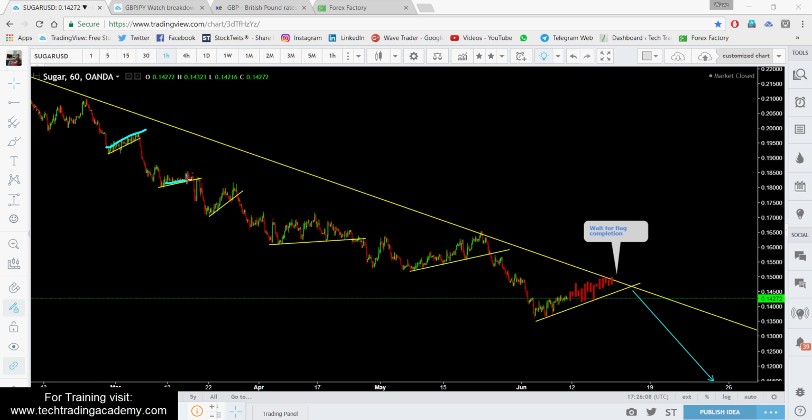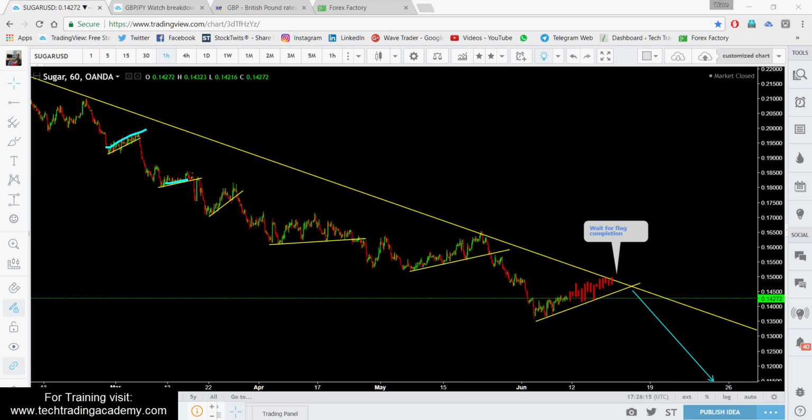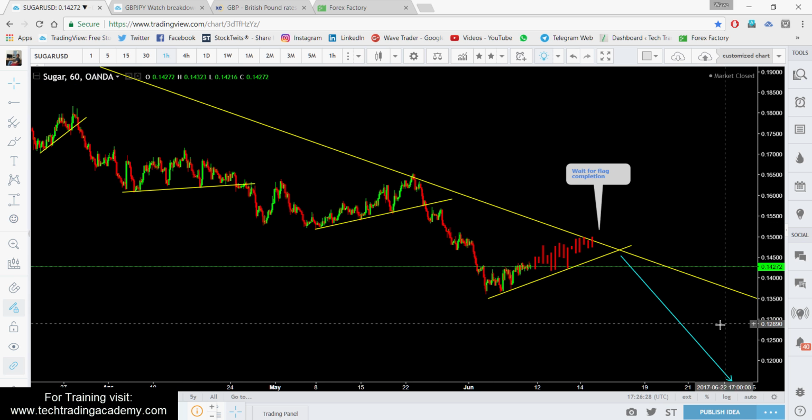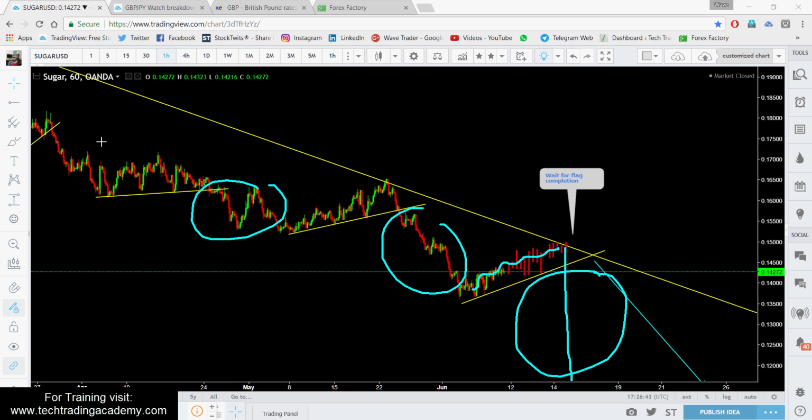No one is buying, everyone is on a diet. So we were tracking this pair from this area. You can see sugar, watch for breakout all the way up to this bottom, and it was just forming continuation formation, continuation formation. So we are having another continuation formation. What you need to look for is indications. Once that indication is favorable, that is your trade.